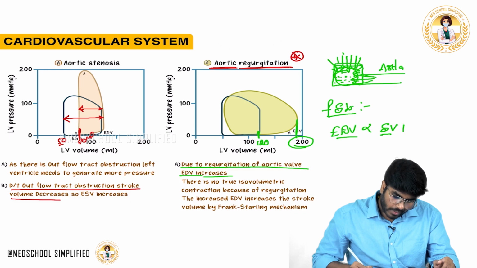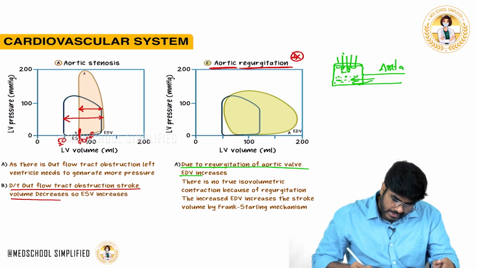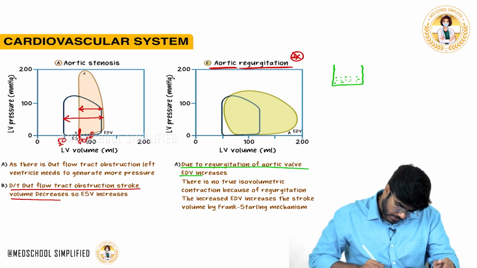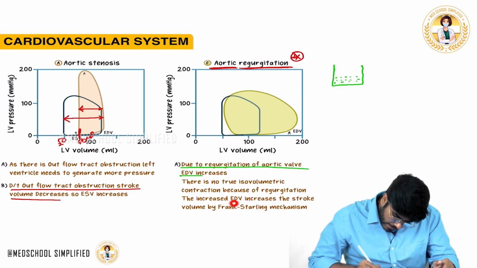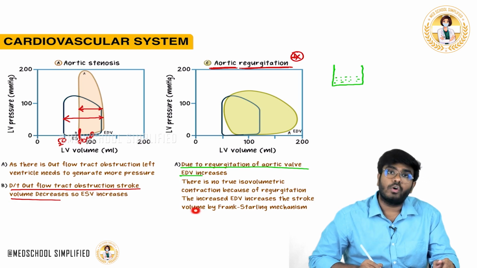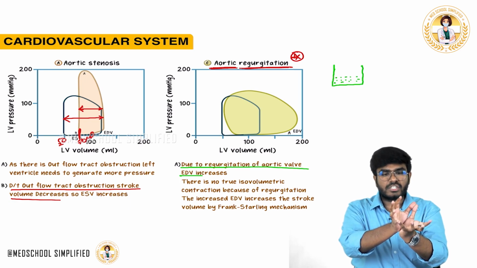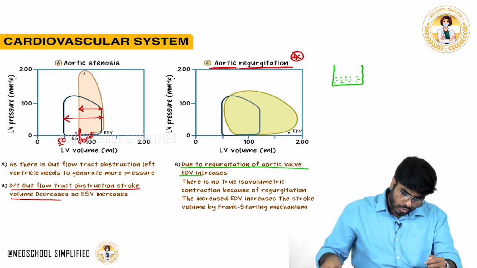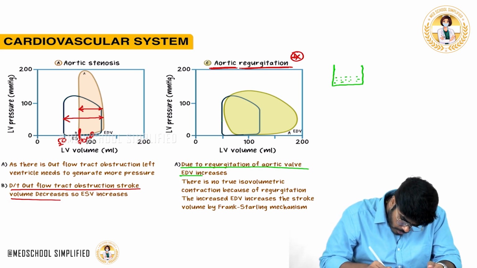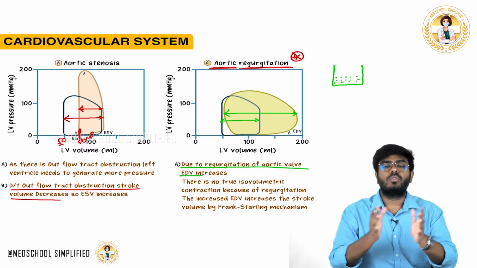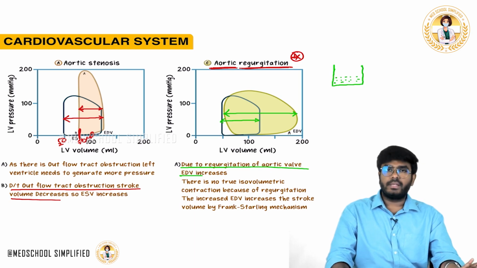Because of the regurgitation, end-diastolic volume is going to be increased. When end-diastolic volume increases, stroke volume increases because of Frank-Starling's law. Please concentrate here. See the increased end-diastolic volume. We have already discussed why the end-diastolic volume is increased. The increased end-diastolic volume increases the stroke volume because of the Frank-Starling mechanism. The more blood you put in, the more the heart is going to stretch and the more it will contract, which increases the stroke volume. You can clearly see here, right? This is the stroke volume in a normal person, but see here, there is more stroke volume. So, stroke volume increases in aortic regurgitation.